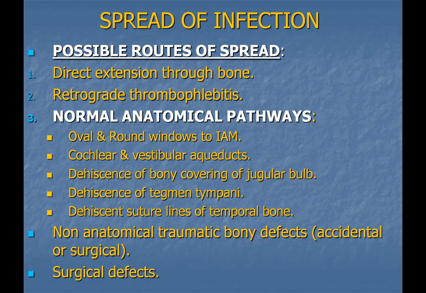Well, how would this infection spread? This infection can spread by direct bone erosion or by causing venous thrombophlebitis, or again through preformed pathways, like the oval and round window in the middle ear cleft, through which infection can easily spread, or if there is dehiscence of any bony covering of the jugular bulb, or dehiscence of the tegmen tympani, then this infection can easily spread through the middle ear cleft.